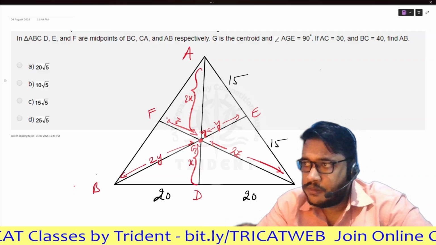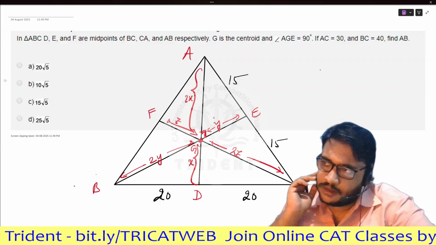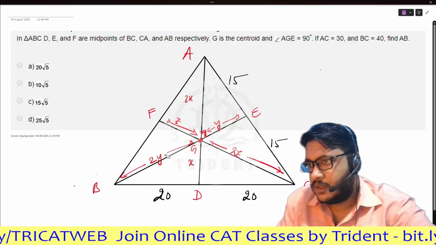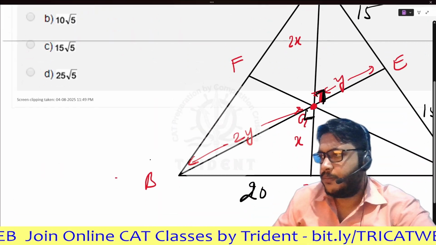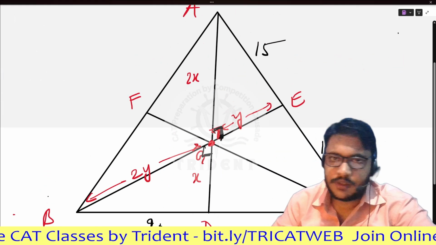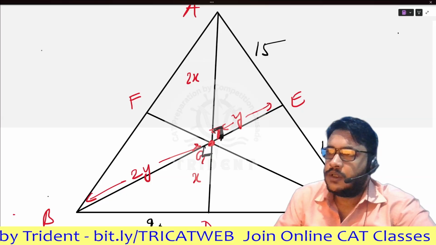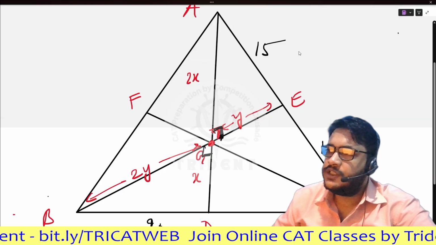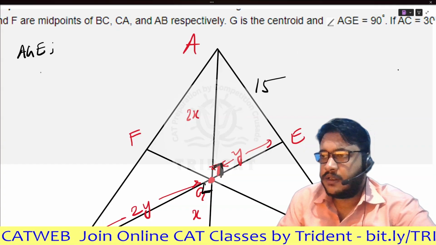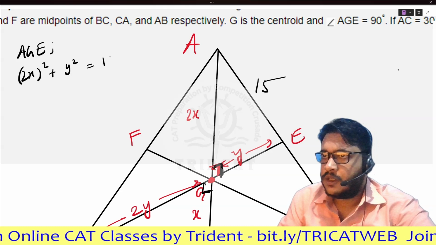Now see, there are a couple of variables given, but I have a very interesting situation also going on over there. Let me make some understanding. Let's get rid of this. Just look at the triangle itself. You will have an idea how we can solve this thing. If you pay attention, for the triangle AGE, a right angle triangle, we can write from Pythagoras theorem 2x square plus y square is equal to 15 square.